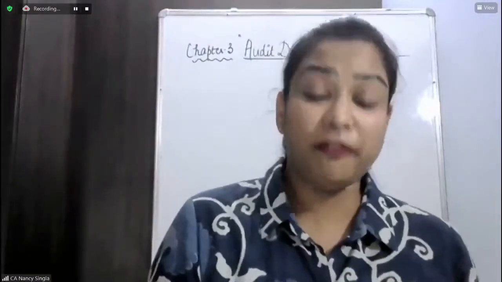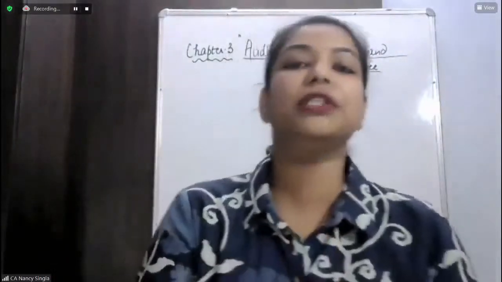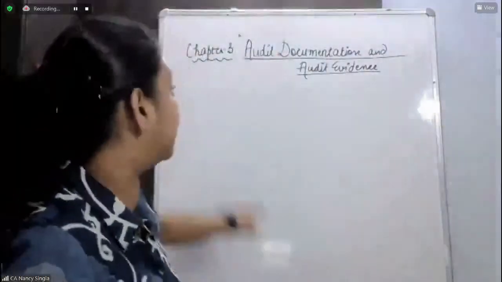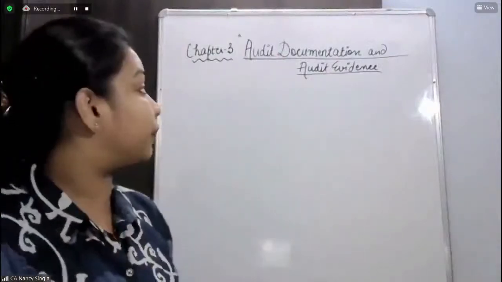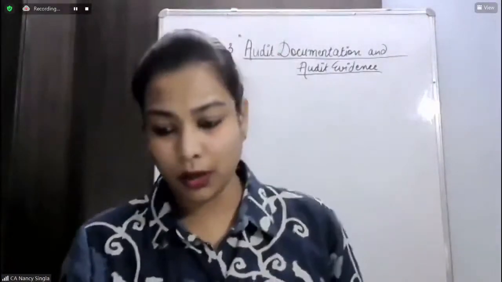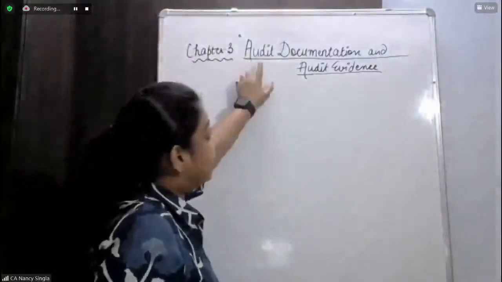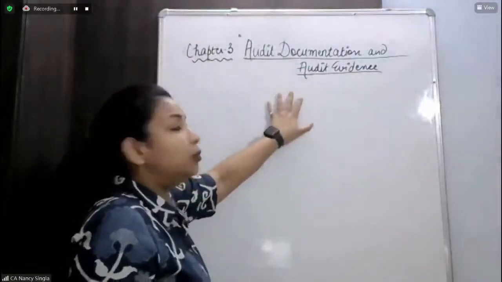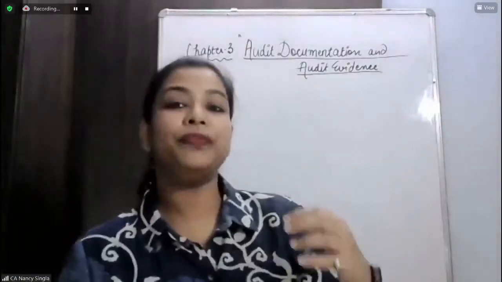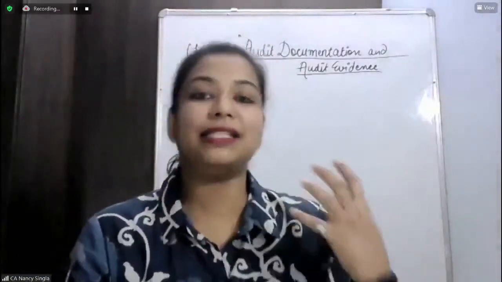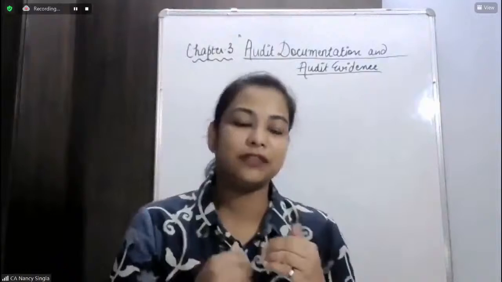So, with a very positive note, and assuming that you will be giving me your 100% concentration, let us now start today's topic, which is audit documentation and audit evidence. First we'll be starting with audit documentation and then we'll go through audit evidence. And students, this chapter is very important. We'll be covering 9 SAs in this chapter, and otherwise also practically this chapter is very important.